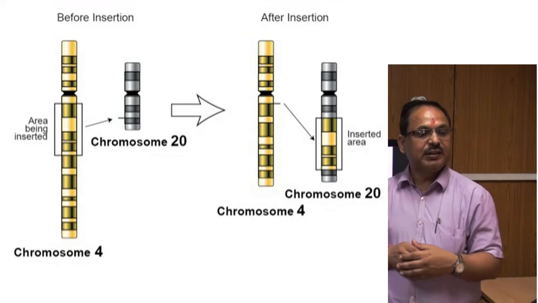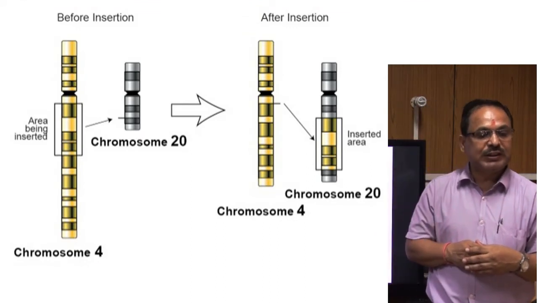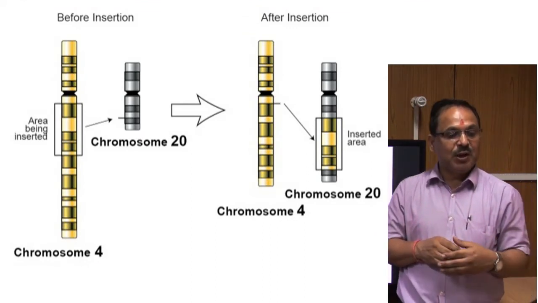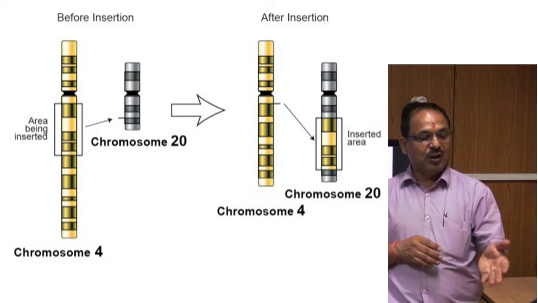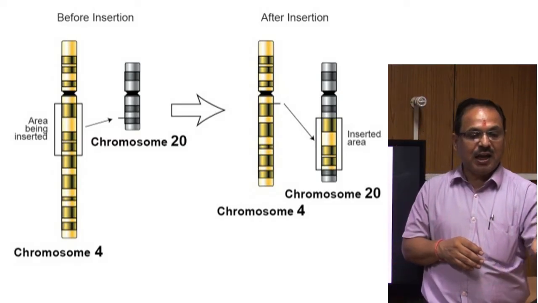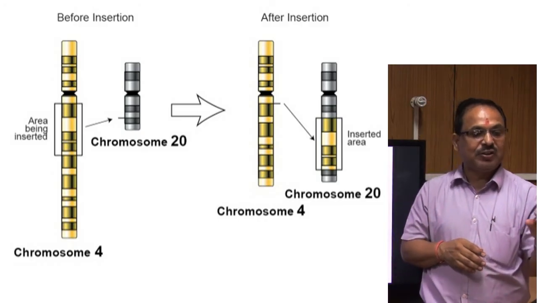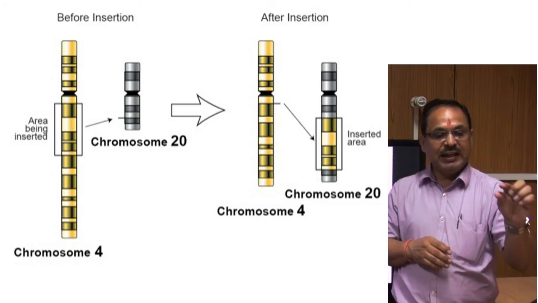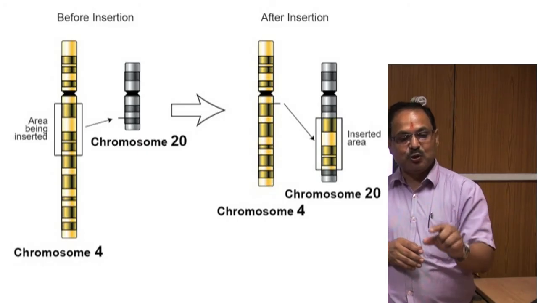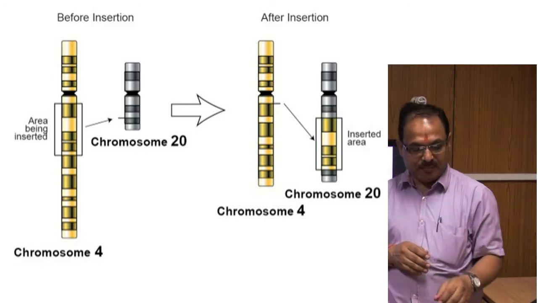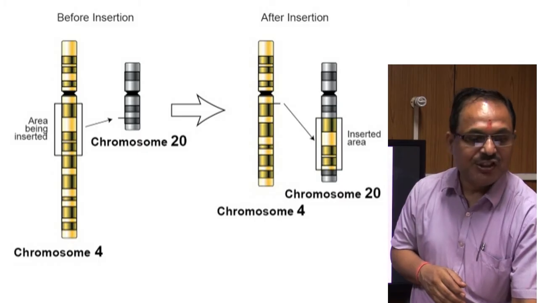So you can see here the photographs of this insertion. Before insertion, we can see the normal chromosome 4 and chromosome 20, and just the part of this inserted segment of chromosome 4 is inserted in chromosome 20, so the genetic makeup will change.